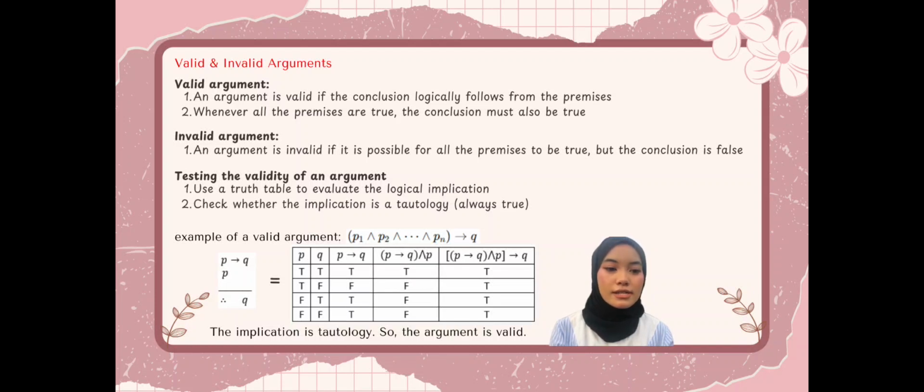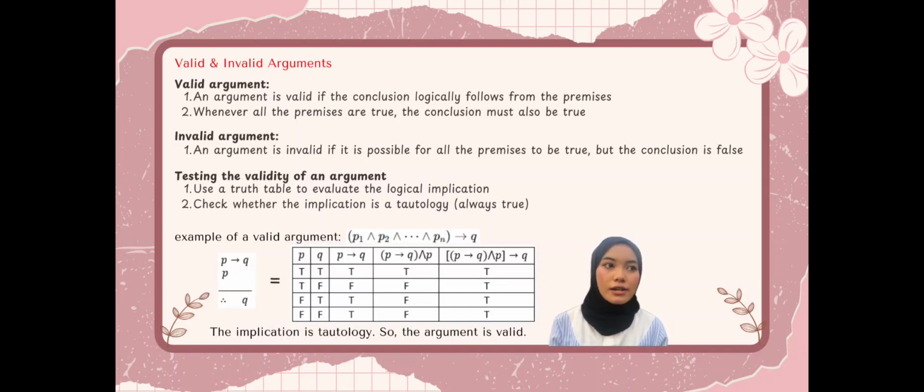For instance, we consider P1 conjunction P2, then conditional Q. The truth table shows all possible combinations of P, Q, and compound expressions. If the implication is a tautology, meaning it's always true, the argument is valid.